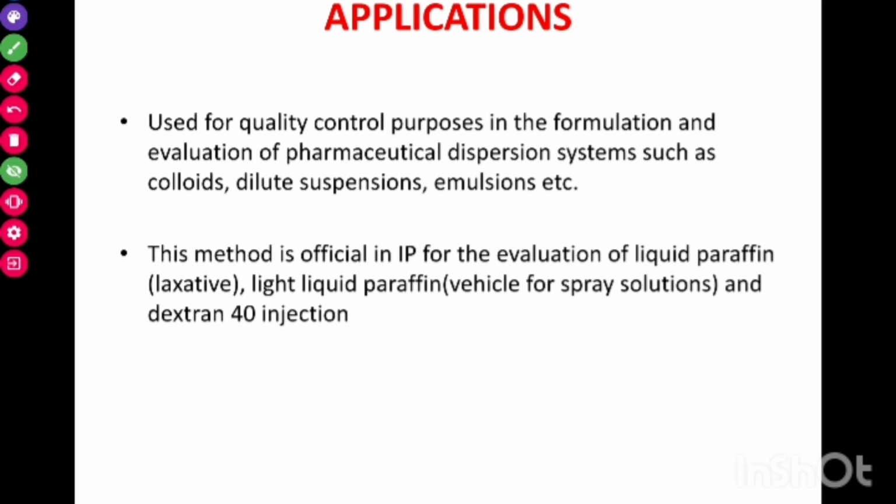Now let's see what are the important applications. This method is used for quality control purposes in the formulation and evaluation of pharmaceutical dispersion systems such as colloids, dilute suspensions, emulsions, etc. And this method is official in IP for the evaluation of liquid paraffin, light liquid paraffin and dextran 40 injection. So in this presentation we have studied about the Ostwald viscometer, how we are going to calculate the viscosity of an unknown sample, and the derivation part also we have discussed.